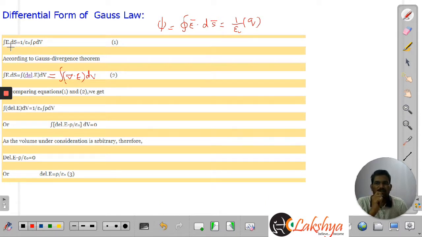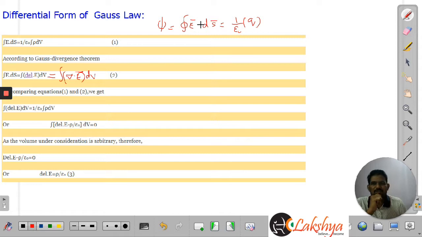Now we replace this in the Gauss law equation. This is our original Gauss law equation. We replace the surface integral of E bar dot ds bar with this volume integration, the integral of del bar dot E bar into dv. This is a dot product. I will write it in vector form so you get clarity: del itself is a vector operator, so it is del bar dot E bar into dv, where dv is a small volume element.